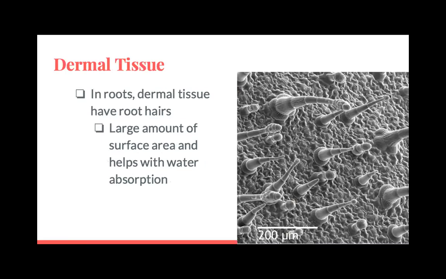And then in roots, in dermal tissue, there are actually little hairs, and we call those root hairs. Now, once again, remember, everything always goes back to surface area. So what do root hairs do? They increase the surface area of the plant's roots. Remember, plants don't really move.